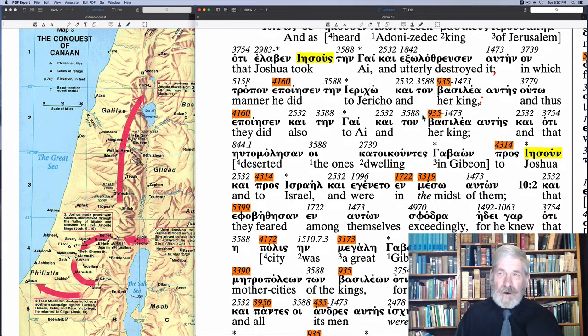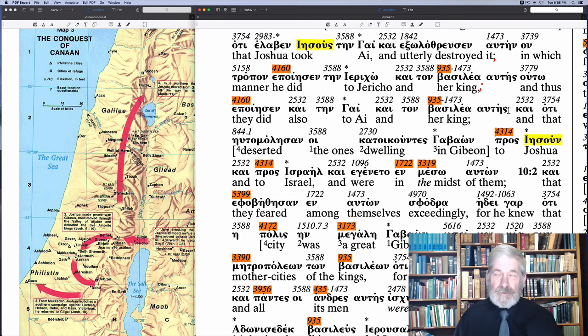So her or she. She is the subject, as you'll see in the English analytical lexicon. And her is used with the object, ton basilea autēs, her king. If it was she, that would be the city. She was a large city. Or she had a large population, would probably be better. That would be in the feminine, but it would be in the nominative.